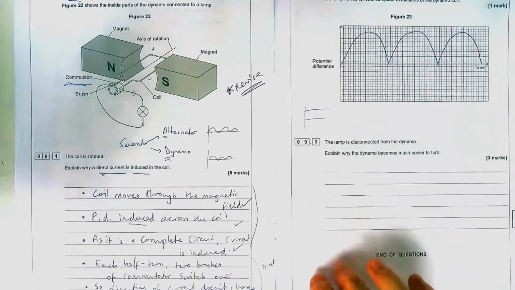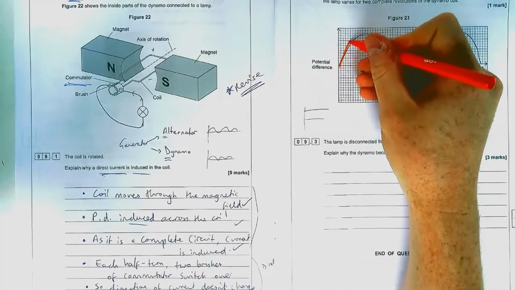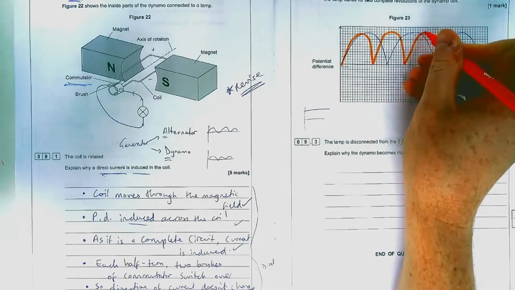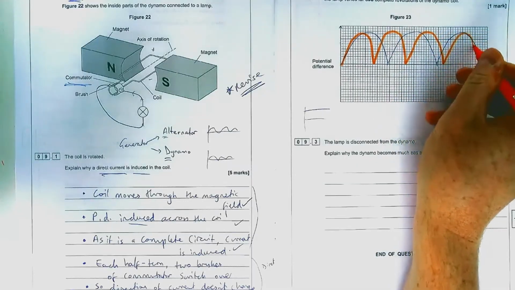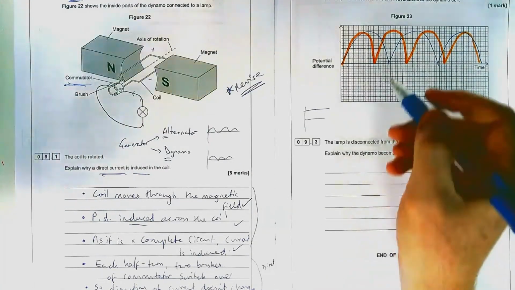Right, this is one of the hardest things you could be asked for. It is on your specification. It's basically A-level physics. It says the lamp is disconnected. Why it becomes easier to turn. So the lamp's disconnected, essentially, there's no current flowing. So that's the easy mark in this question. There's no current flowing if the lamp is disconnected.